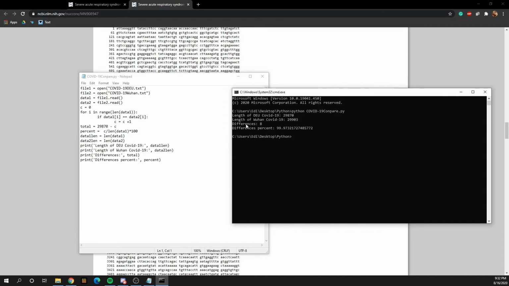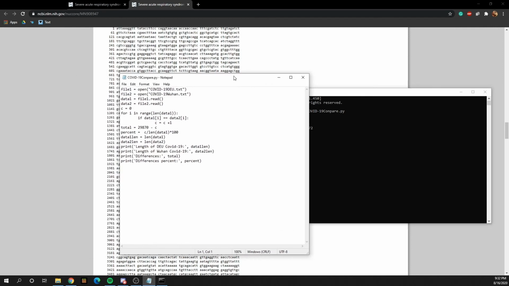We also calculated the percent of genes that are the same. So it's 99.973217274857772. So that's the percentage of the same genes.